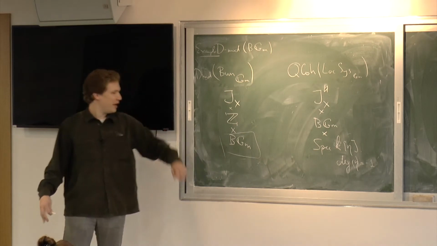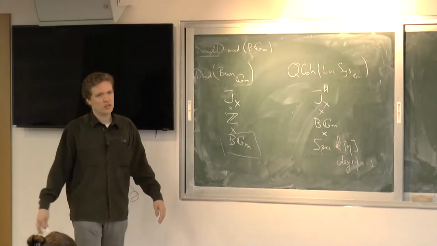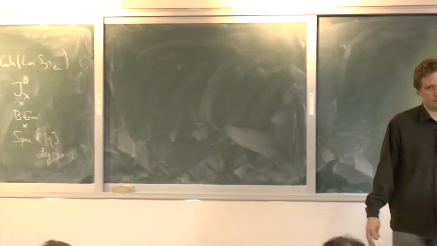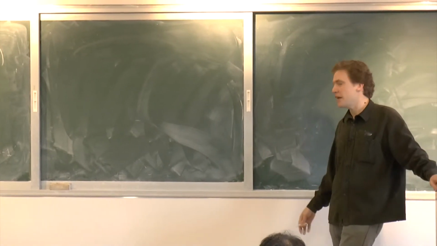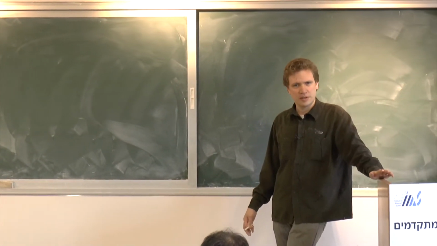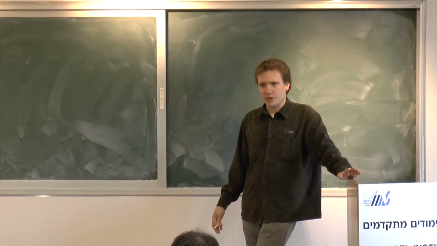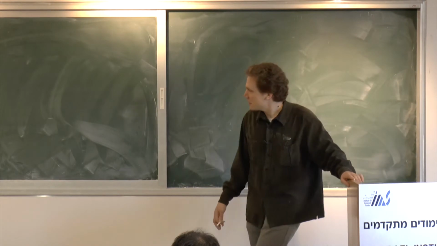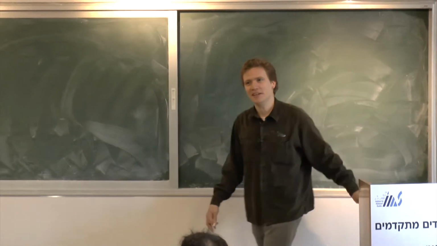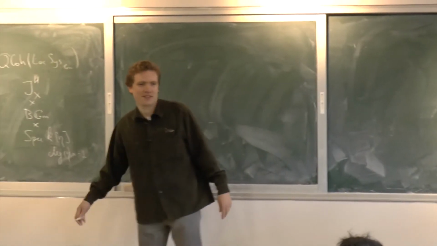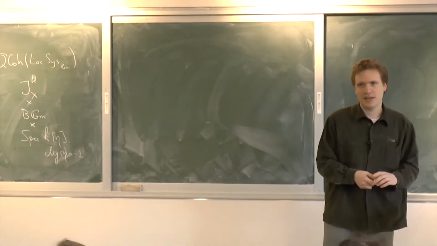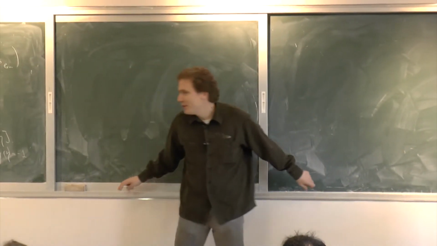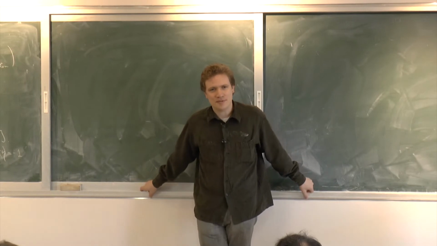So do you know any D modules, any local systems on BGM? What are local systems, say, on BGM? What are they supposed to look like? Okay, there is the trivial one. That's cheap. Okay, anything else? I'm glad you didn't say the zero local system. So any other local systems on BGM?